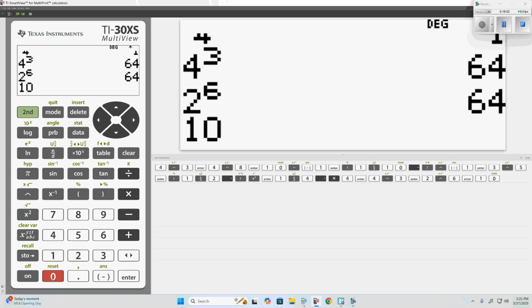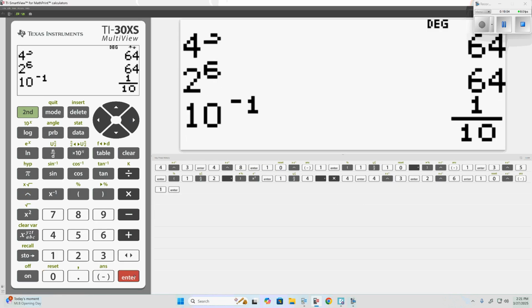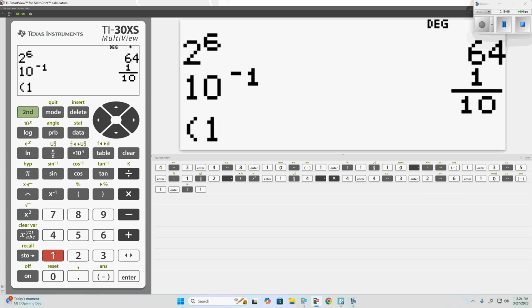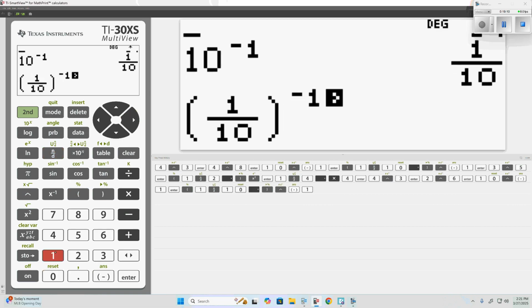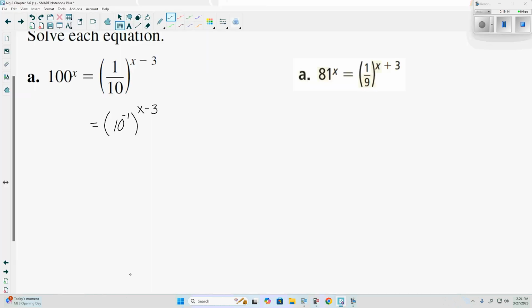Now, 10 to the negative 1 is indeed 1/10. Incidentally, 1/10 to the negative 1 is 10. So that does give us 10 to the negative 1. Now the question is, 10 to what power gives us 100? 2. 10 squared is 100.